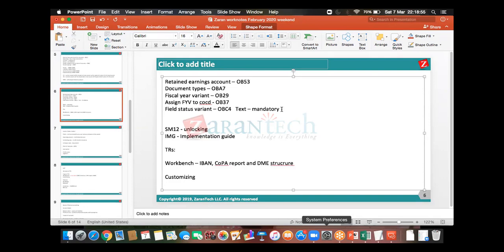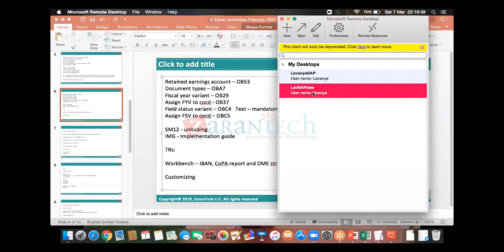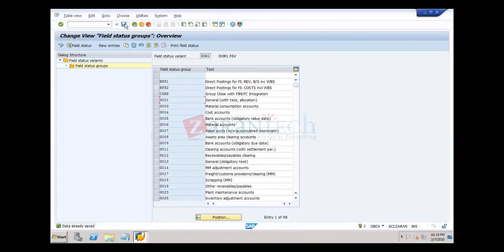How does SAP know that this is the field status variant for so-and-so company code? You will have to assign it again. Lavanya, this G001 group was originally assigned to the 1000 field status variant. What you did was copy 1000 and create your own field status variant DOR1. So now when you change G001, it will not be changed in 1000, isn't it? No, it won't, because I have done it at the field status variant level. Okay, G001 got affected only in DOR1. Fair enough.